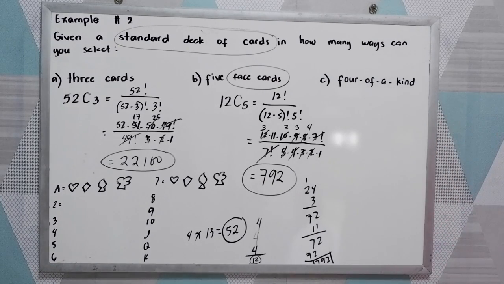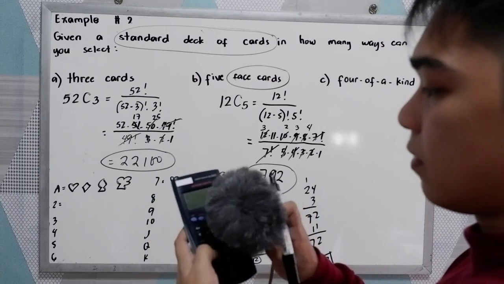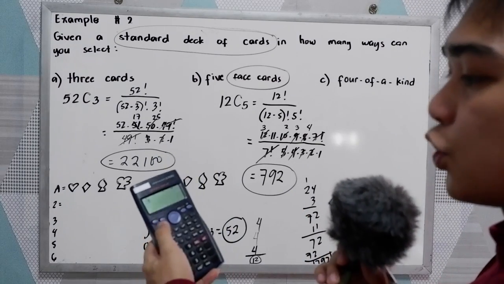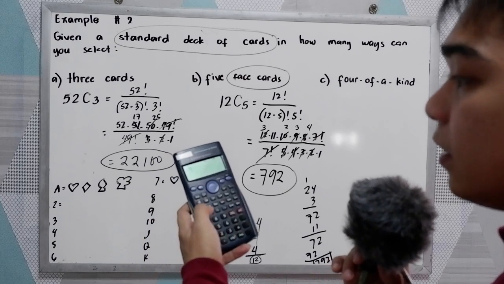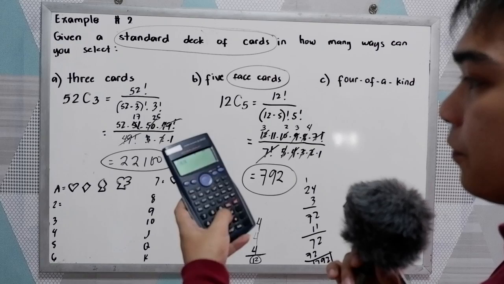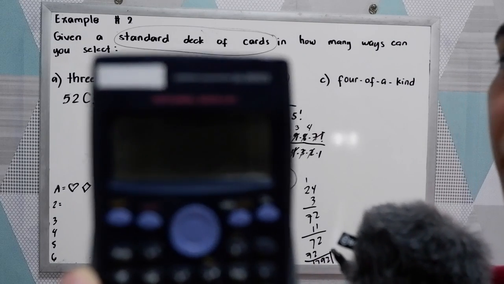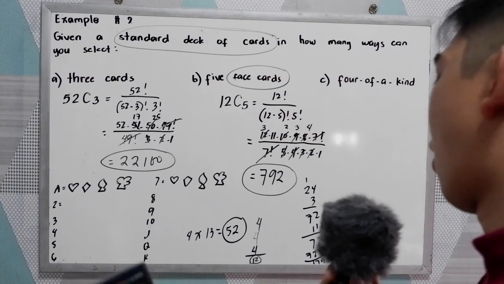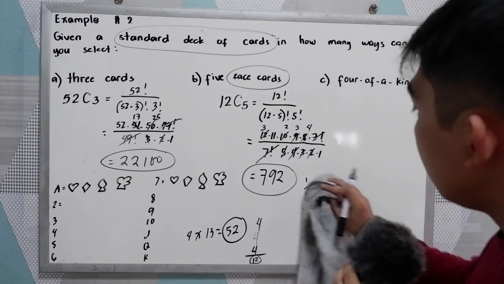Again, let us check using your calculator. So 12C5. Just press 12, shift function, then the nCr key, then press 5. Okay, 12C5 is 792. Okay, let us proceed to letter C.